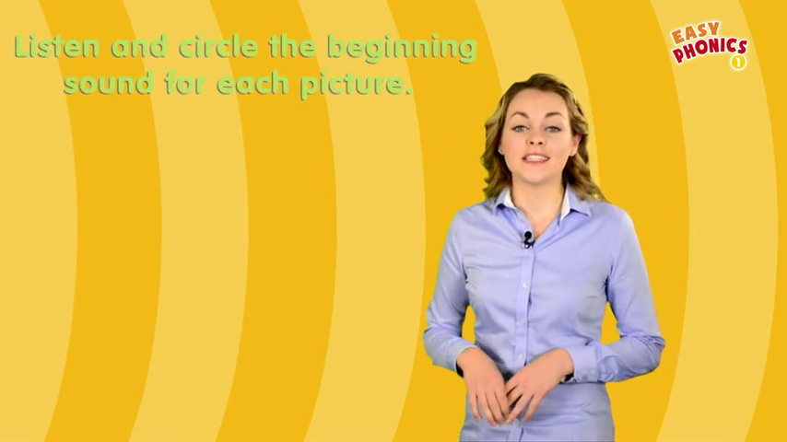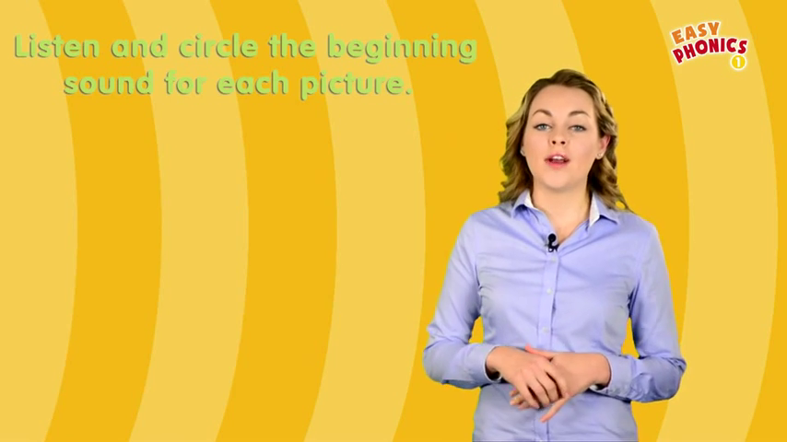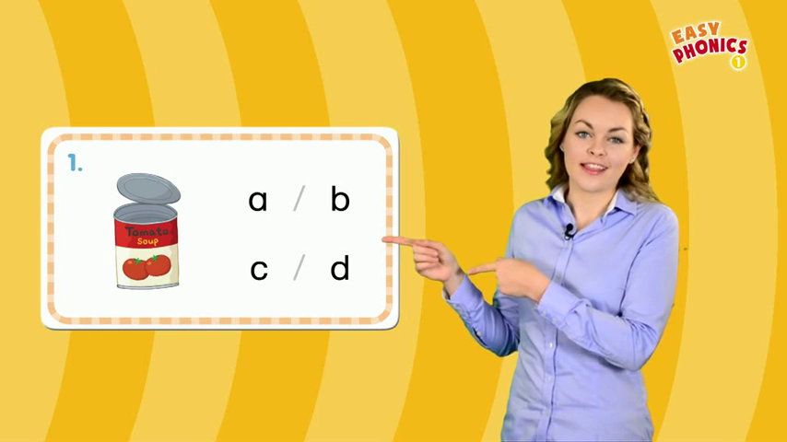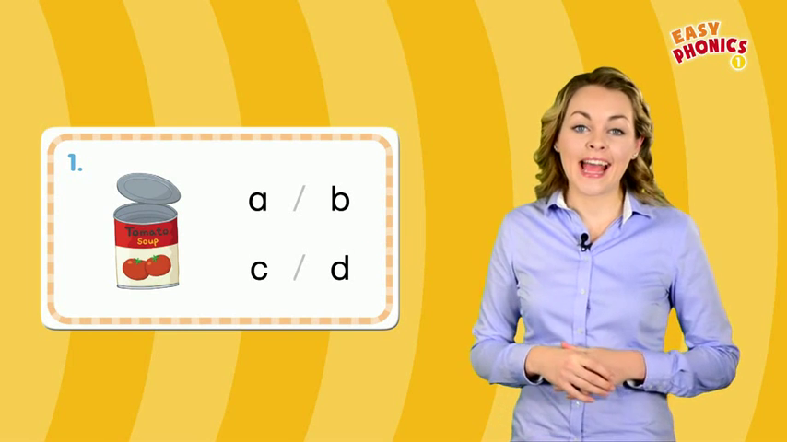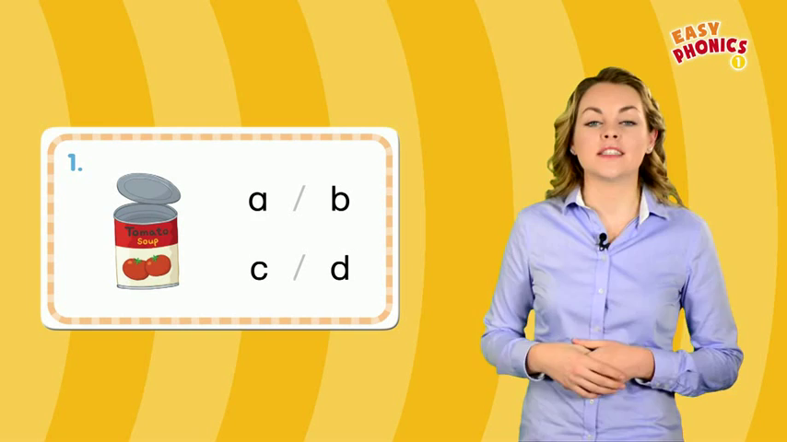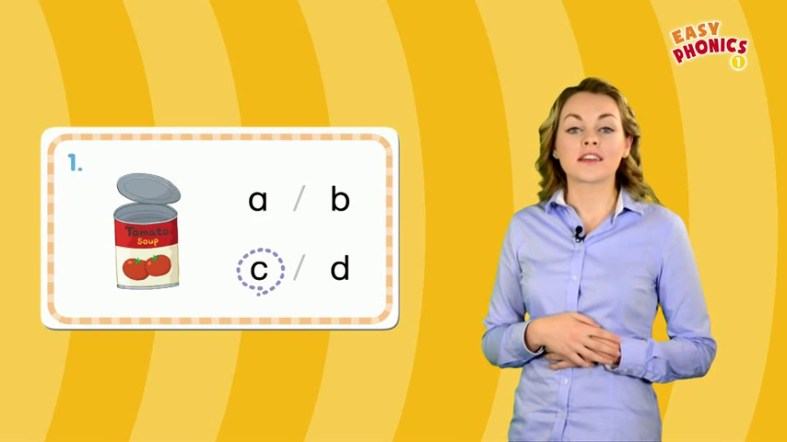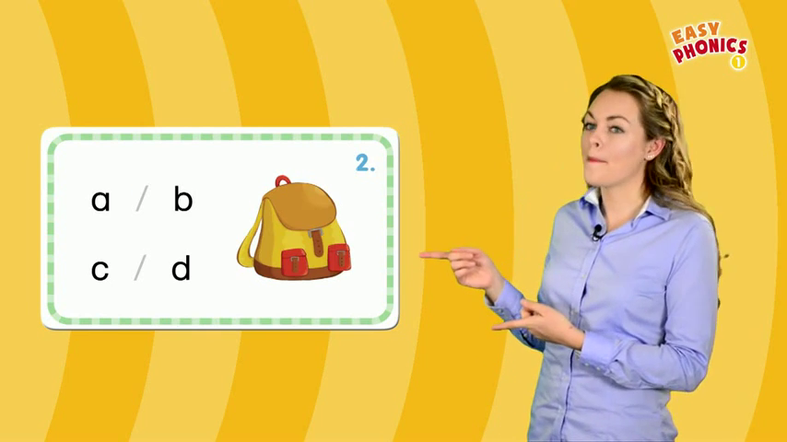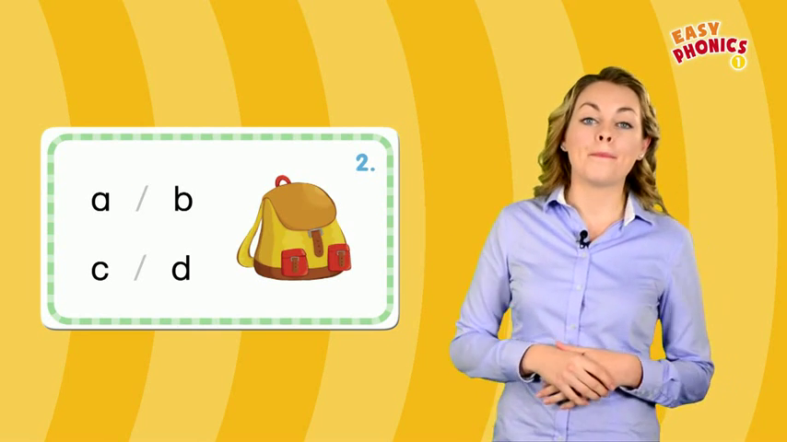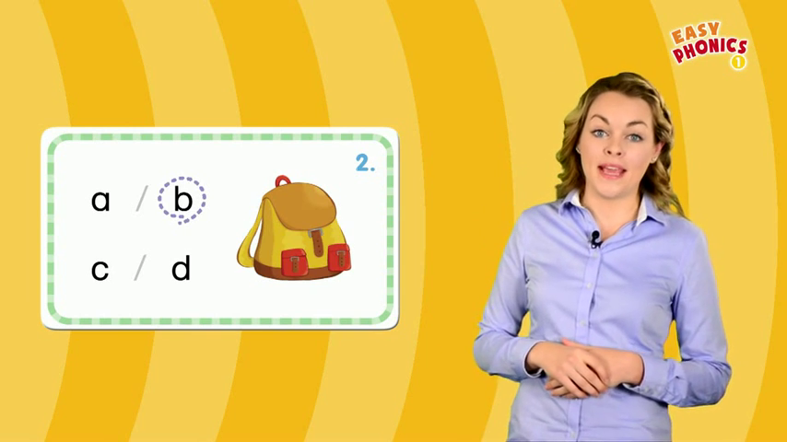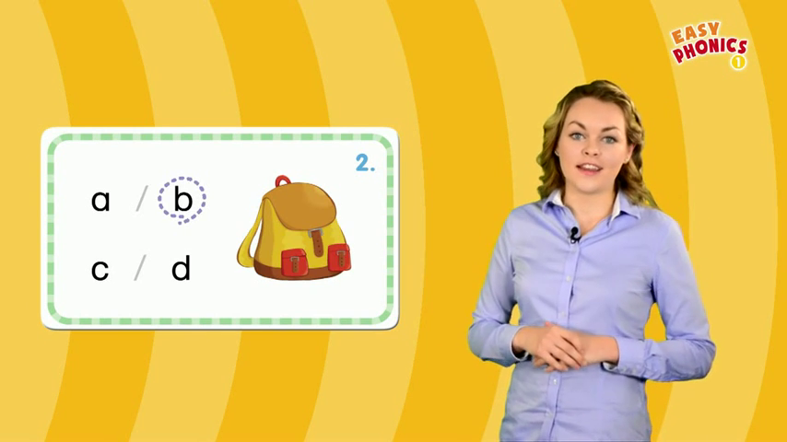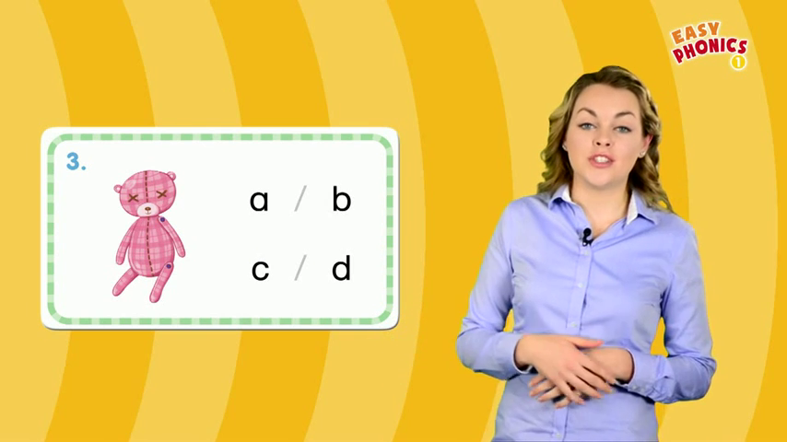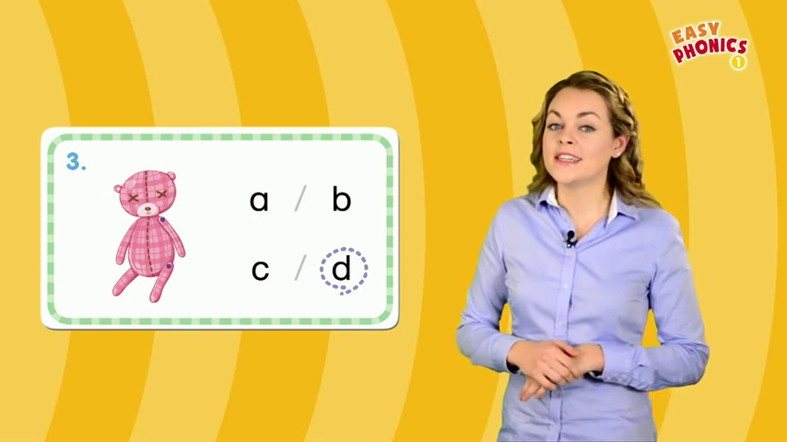Okay, now listen and circle the beginning sound for each picture. Do you remember what this picture is? That's right, it's a can. K, can. So go ahead and circle the letter C, can. All right, next, it's a bag. Yes, bag. So circle letter B for bag. Next, we have a doll. Doll. Go ahead and circle letter D.